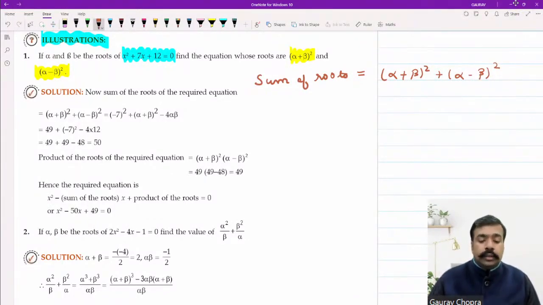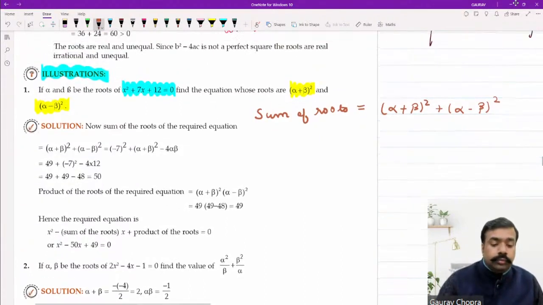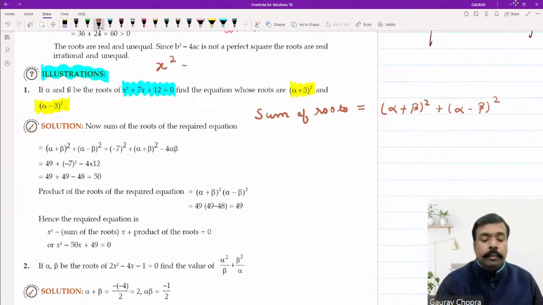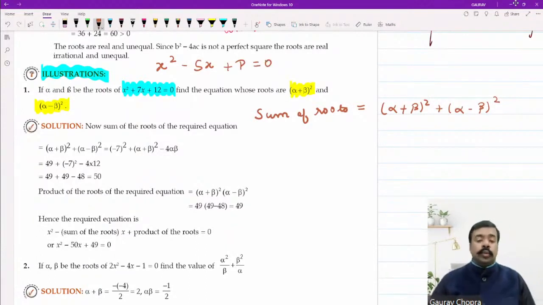Now what can be done? From the given equation, can we extract some of the values? Yes, of course we can try, because we know that the equation is always in this format: x square minus sum of x and then product of roots, and then it is equal to 0. So whatever we are having with x, that basically denotes the sum.